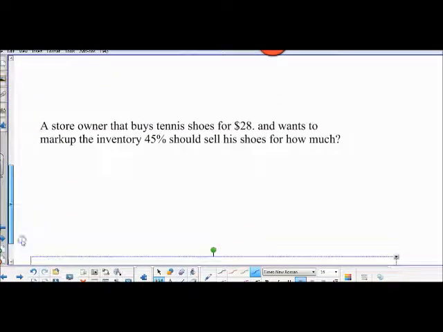Okay, and so here's an example. A store owner buys tennis shoes for $28 from a company and wants to mark the inventory up 45%. Should sell his shoes for how much? So what we're looking for here is the new amount, which would be the retail price. In this case, the base is the original amount, that's the $28 that the store owner pays. And in this case, that's the wholesale price.